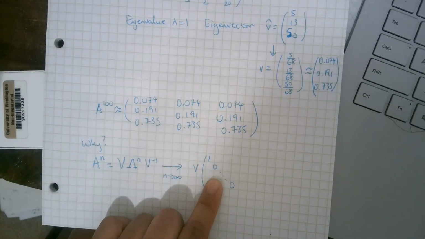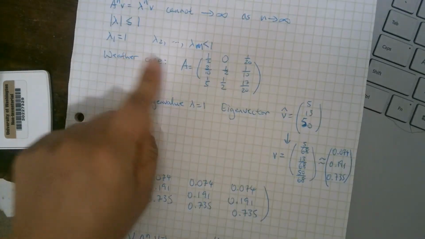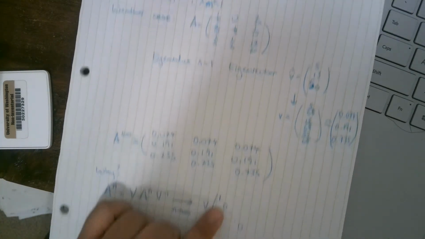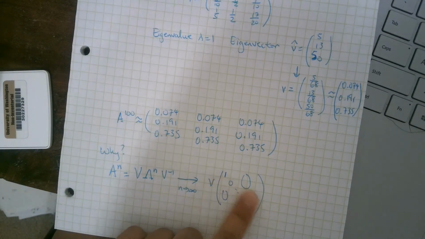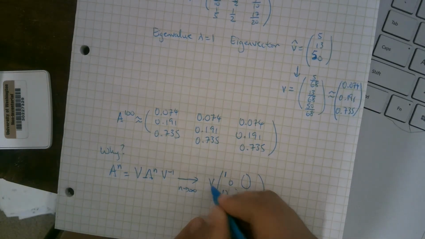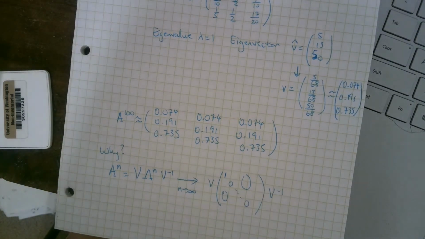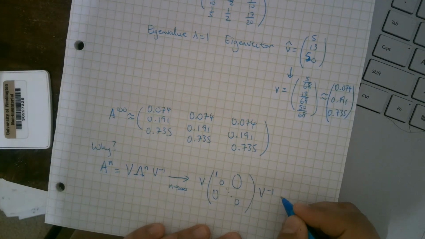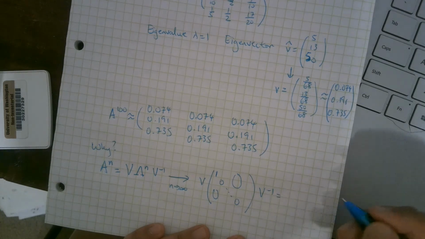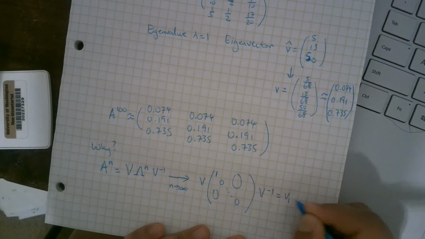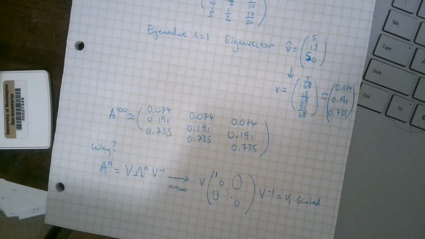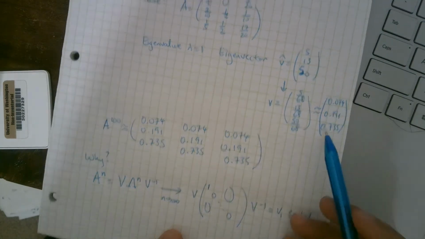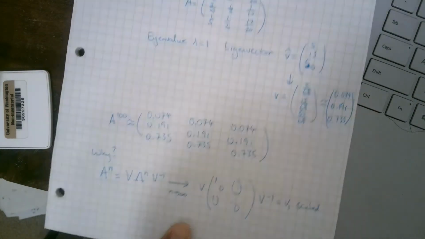Okay, so all of these other smaller eigenvalues raised to some big power are going to go to 0. So this is the matrix with 1, 0 in the top left and zeros everywhere else. And then we have V times that matrix times V inverse. And if you check out a formula for V inverse, this is going to be this eigenvector v1 scaled to have the entries adding to 1.